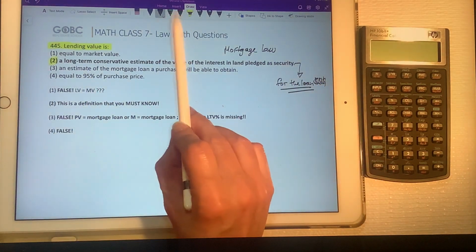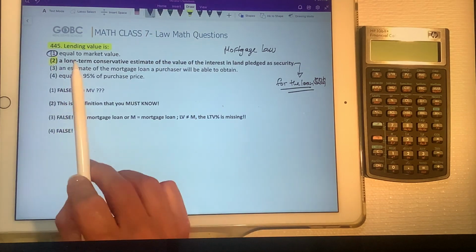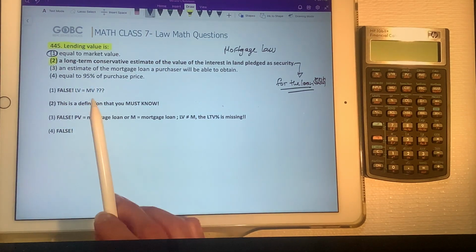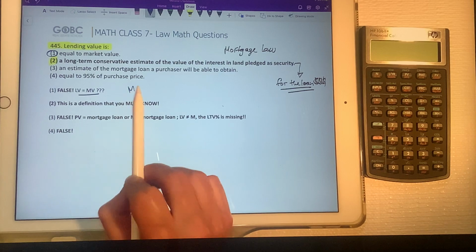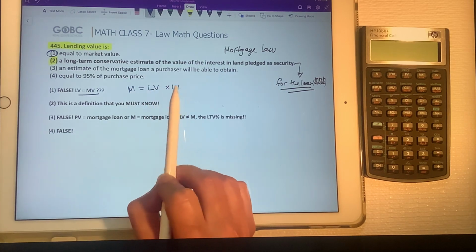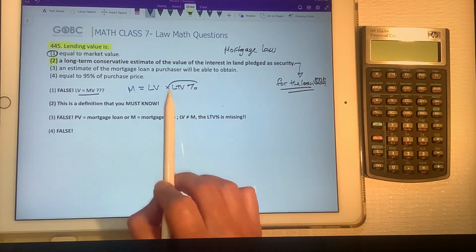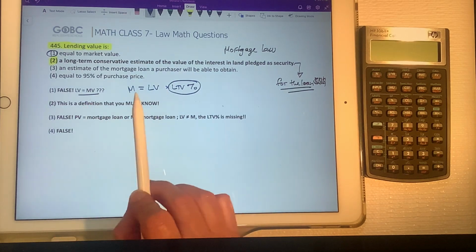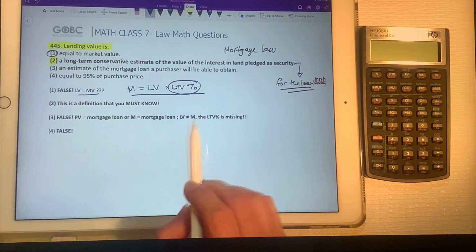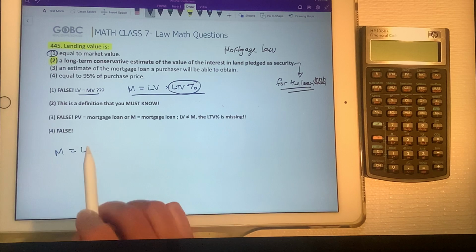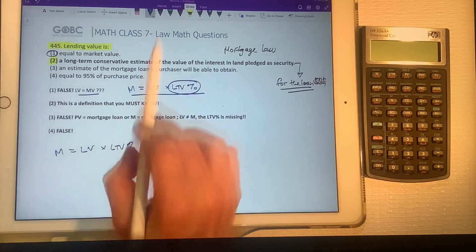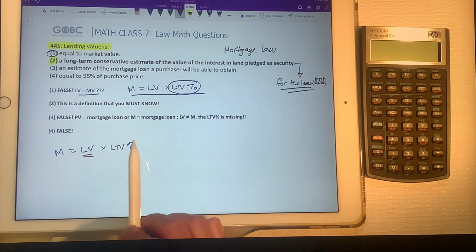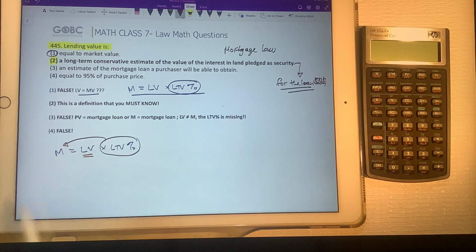So answer number 1 here is trying to suggest that the lending value is equal to the market value, and that's not true. If you look at your formula, there is another term in there, so it's missing the loan to value ratio. If we actually solve for the lending value for this one, then you'll see that that is an incorrect rearrangement. So I want to keep this lending value by itself, so I'm going to take my loan to value ratio and I'm going to move it over to the other side. And it should be M divided by loan to value ratio is equal to the lending value, okay?